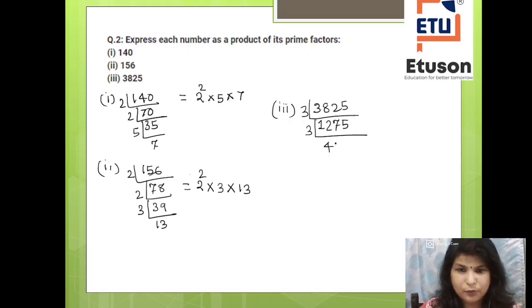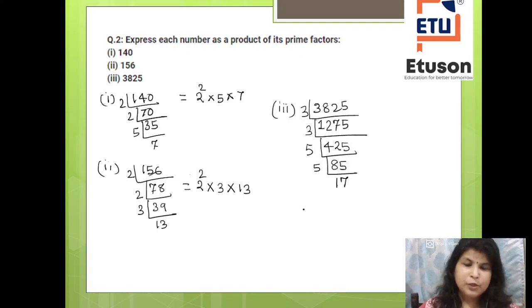So now comes your 425. Now it is not divisible by 3. We will take 5 here. So if you take 5, you have 85. Then you take another 5 and you get 17. So how much is the value? 3 square into 5 square into 17. So this is the way you can express the number in terms of its prime factors.